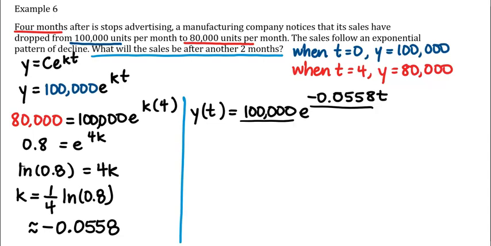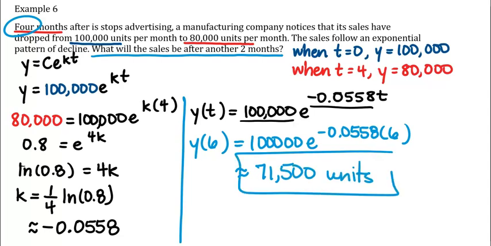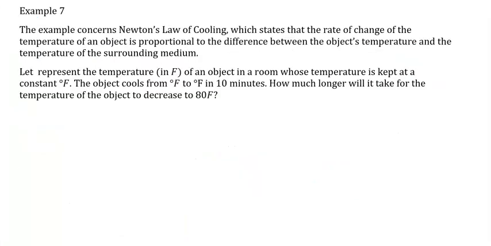They want us to find the sales after another 2 months. Be careful with that word another. Another 2 months would mean 6 months in. So we want to evaluate the function at 6. So I'm plugging in 6 for t, and that's going to give me approximately 71,500 units.